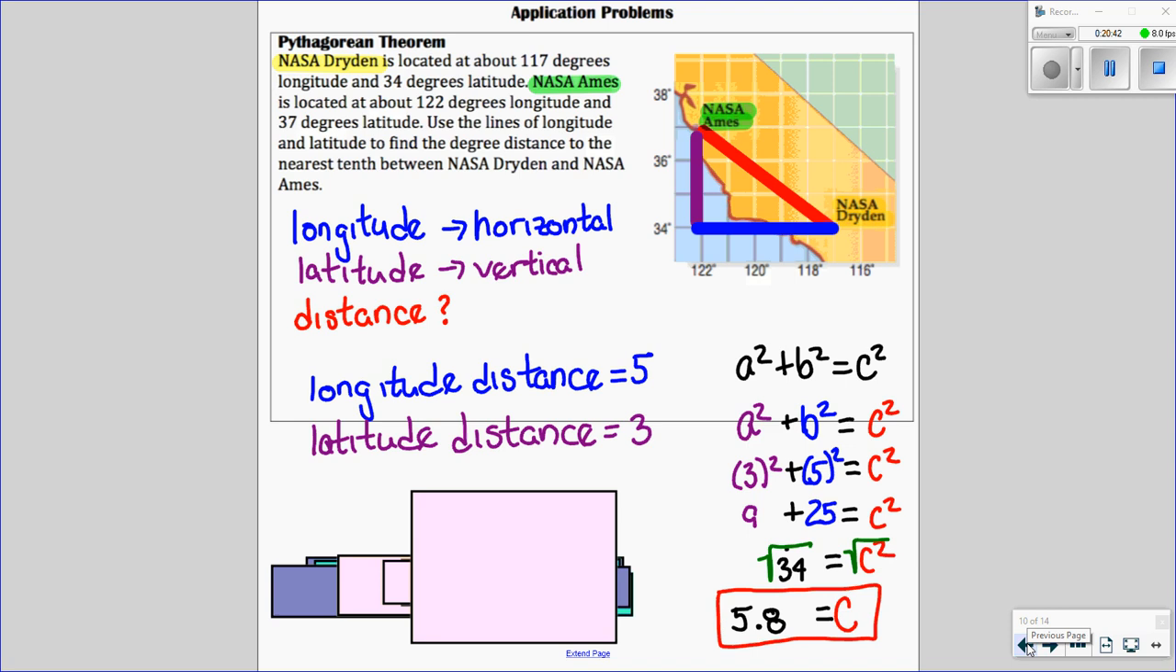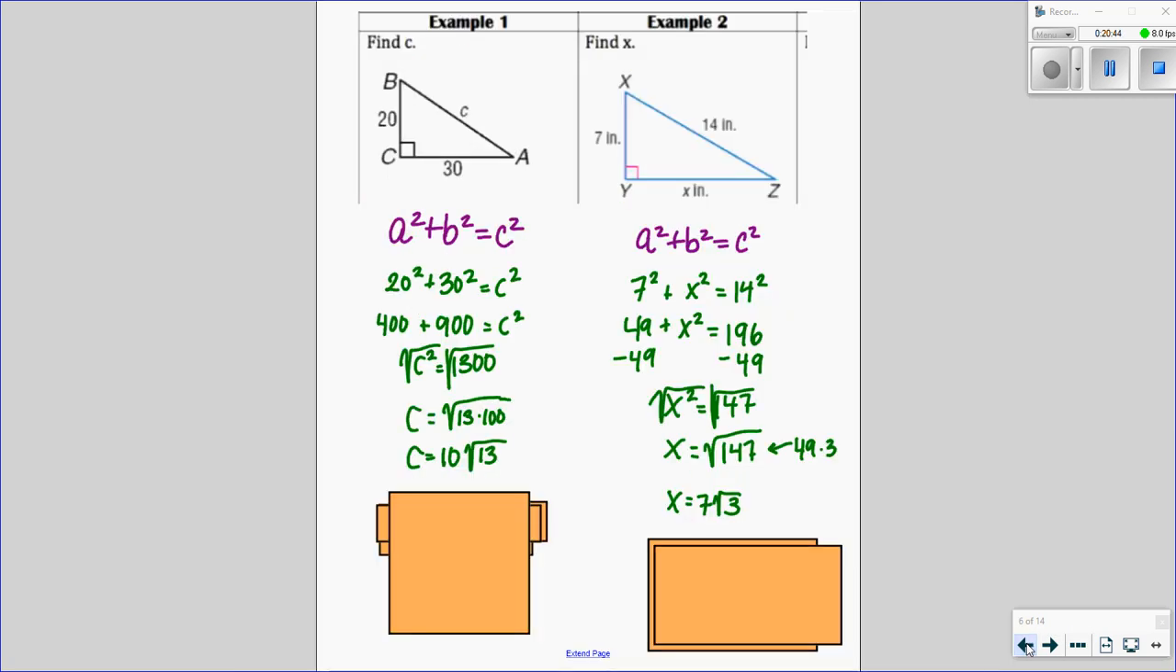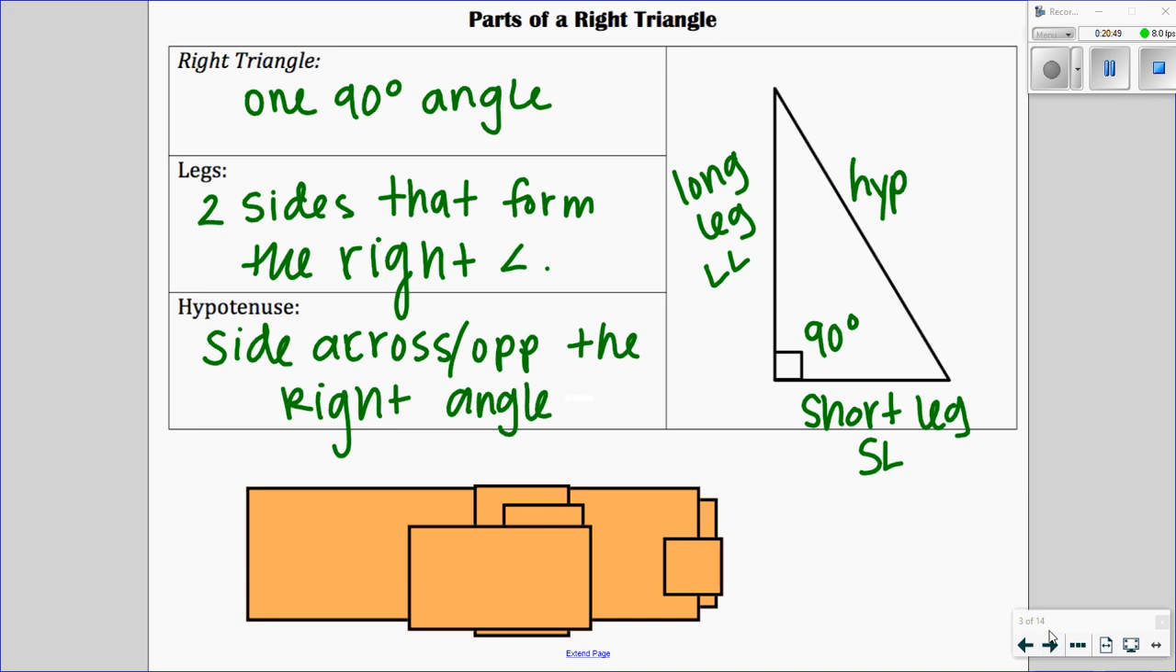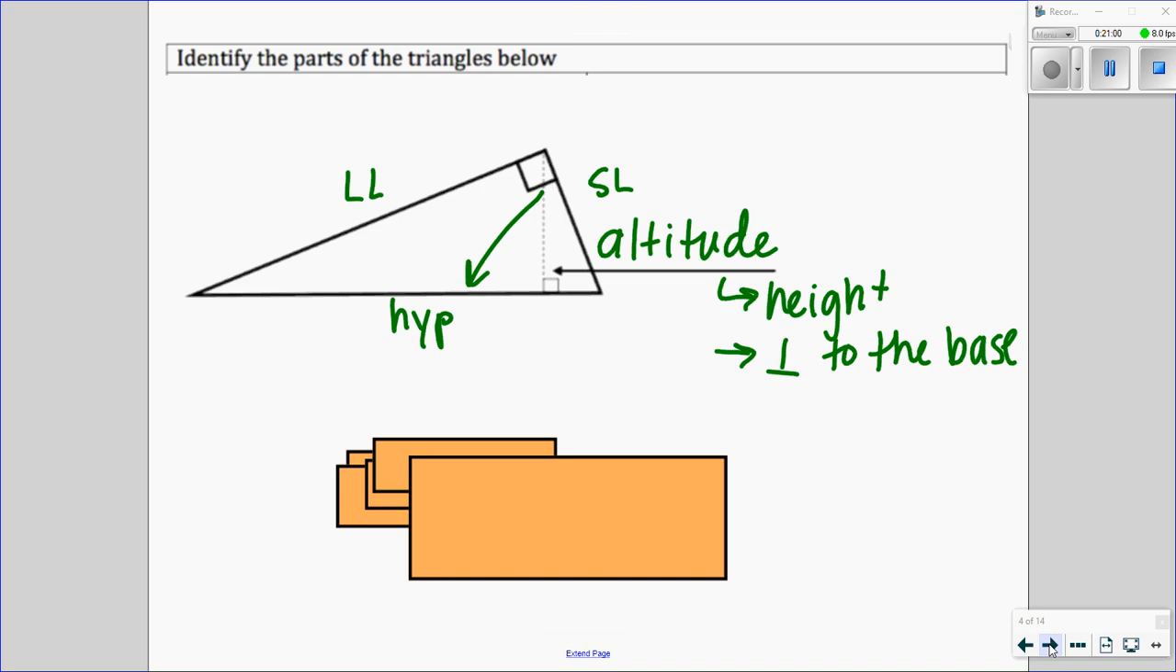All right, so we've reached the end. Just going to do a recap. We learned about the Pythagorean theorem and the right triangle. We learned about the parts. There are 2 legs, the long and the short, and the hypotenuse, which is opposite the 90-degree angle. We also learned that in a right triangle, if it's laying on its hypotenuse, then the altitude would be the line that starts from the base and goes straight up vertically, and that will create a 90-degree angle, and it will be perpendicular to the base.